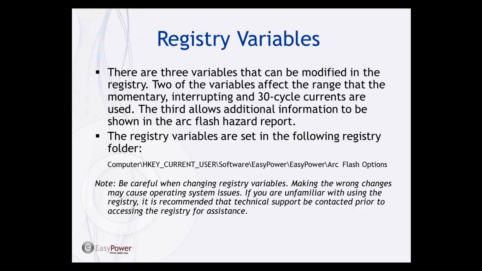There are 2 variables within the registry. It's under this folder, but I do caution if you're not used to being in the registry of your computer, you may get some additional help before you go and change these variables. If you make a bad change in the EasyPower folder, you just have to reinstall EasyPower. But if you make it in the wrong folder somewhere else, it could have effects on your operating system. So do be careful if you're not familiar with that.